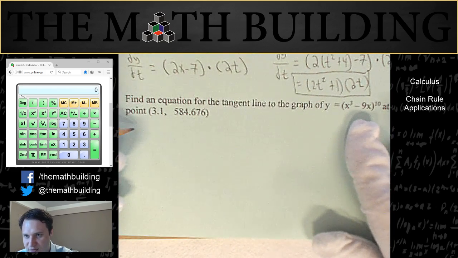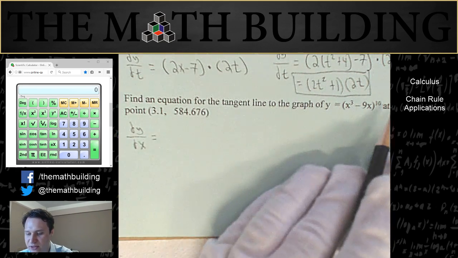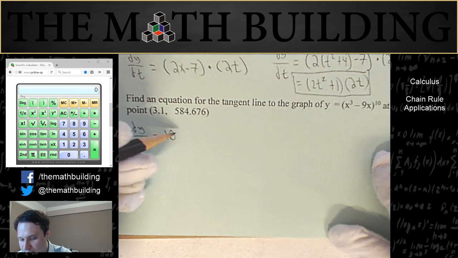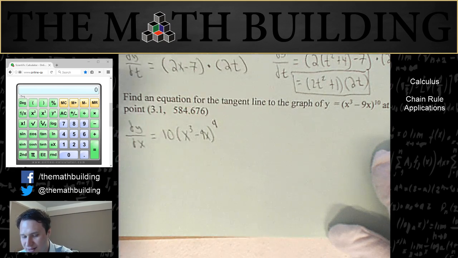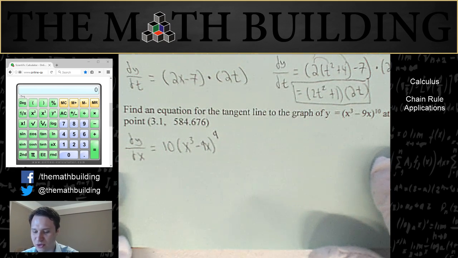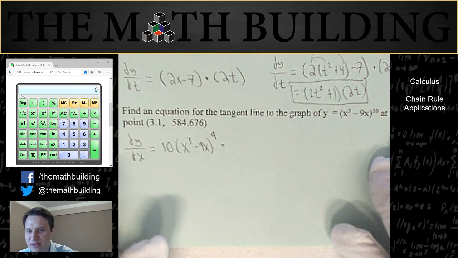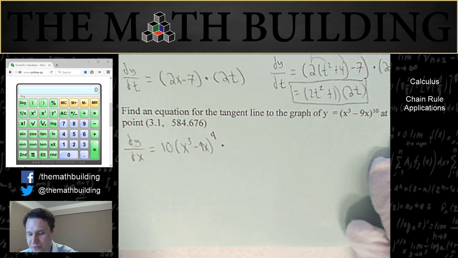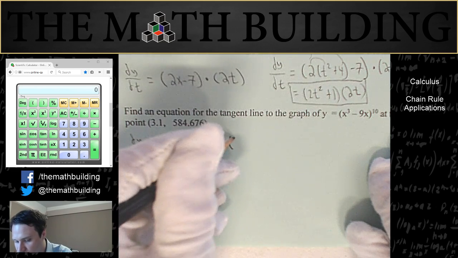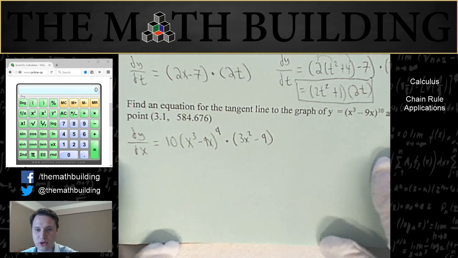So dy/dx is going to equal, take the derivative of the outside, so leave the inside intact. So 10 times (x^3 - 9x) to the 9. And then don't forget to multiply by the derivative of the inside. So what is the derivative of x^3 - 9x? Well, the derivative of that would equal 3x^2 - 9. So there is your derivative.